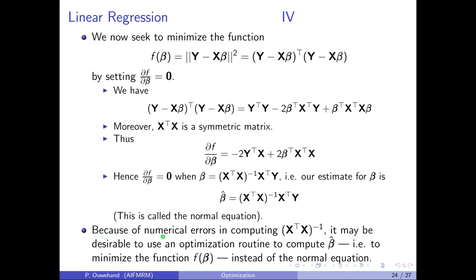Now, because of numerical errors in computing this inverse, it may be desirable to use an optimization routine to compute beta hat instead. In other words, you could minimize the function f of beta directly rather than using the normal equation. This may be important particularly if the matrix X is very large.